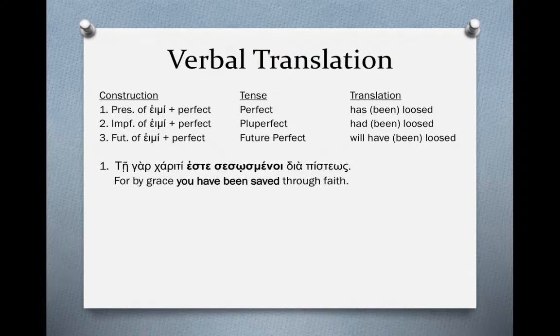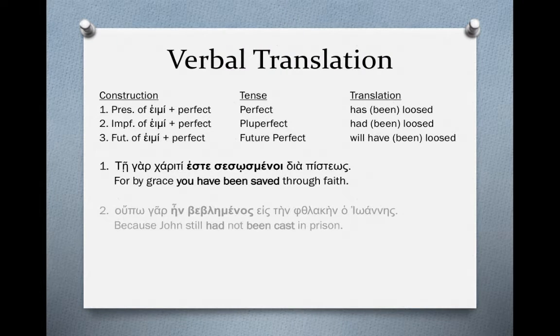And we can take a look at examples of each one of these, which might help concretize these concepts in our minds. For by grace you have been saved through faith. Este is the form of eimi that appears with sesosmenoi, which is a perfect middle passive participle from sozo. You have been saved. We just translated it as a perfect passive indicative in this verse.